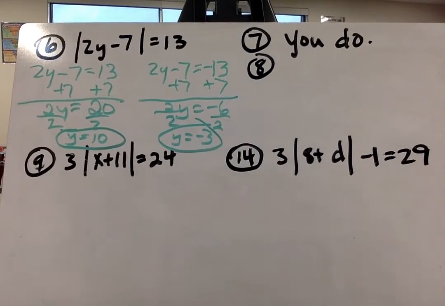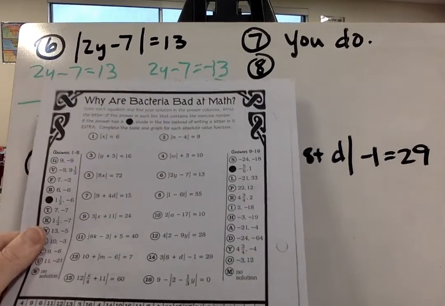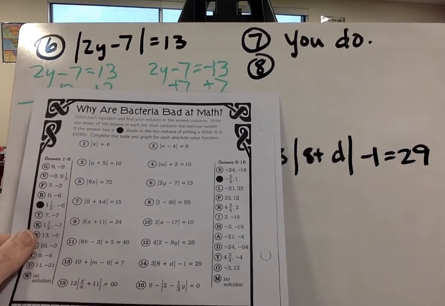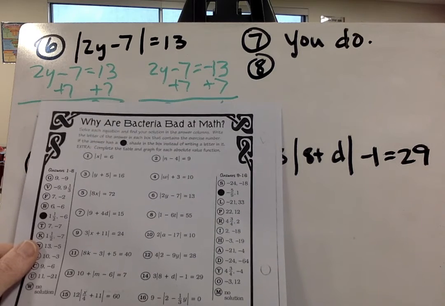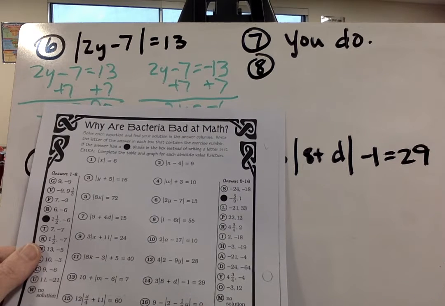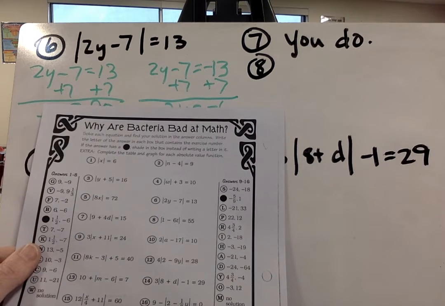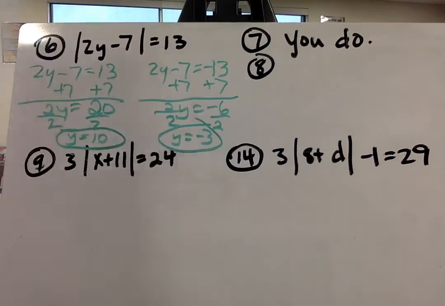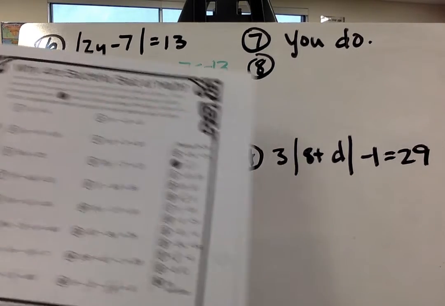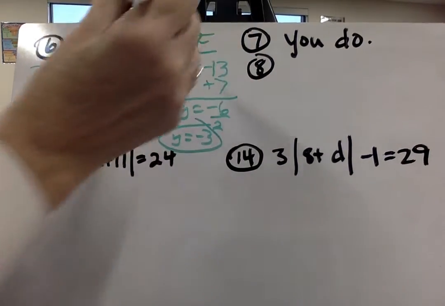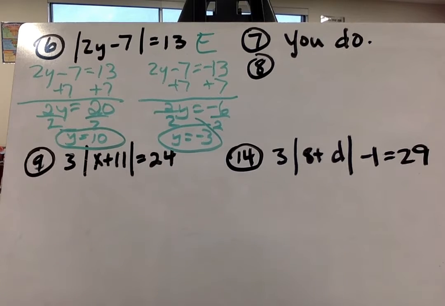Okay, and I forgot to go ahead and show you here when you get your answer what you do with it. Solve each equation and find your solution in the answer columns. Write the letter of the answer in each box that contains the exercise number. If the answer has a shade, shade in the box instead of writing a letter in it. Complete the table and graph for each absolute value function at the bottom, and we may or may not get to that. So 6 is 10 and negative 3, E. So we know 6 is E. And you can go back and do those others on your own time.